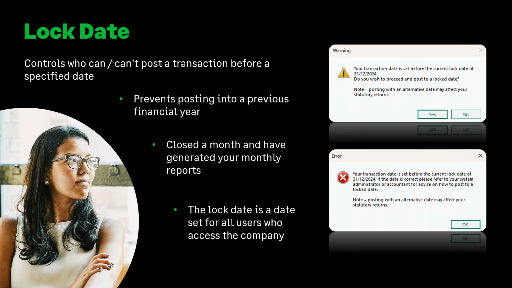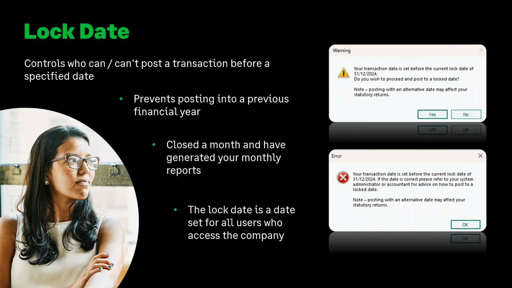If they're not authorized to do this, they're going to get an error message, which just tells them that they can't post prior to this particular date. Now, you might use a lock date to prevent people from posting into a previous financial year, for example, or if you've closed down a month and you've generated monthly reports, you might not want anybody posting into that month.